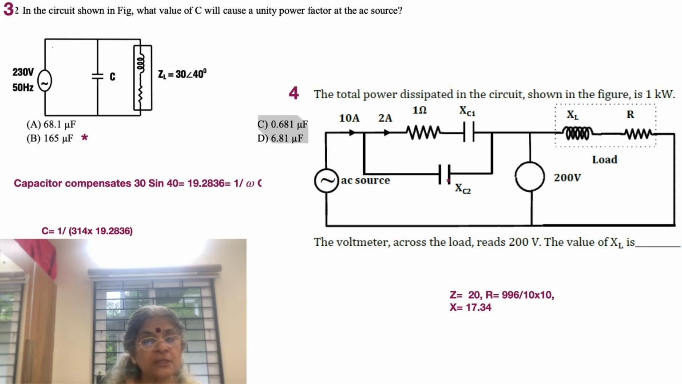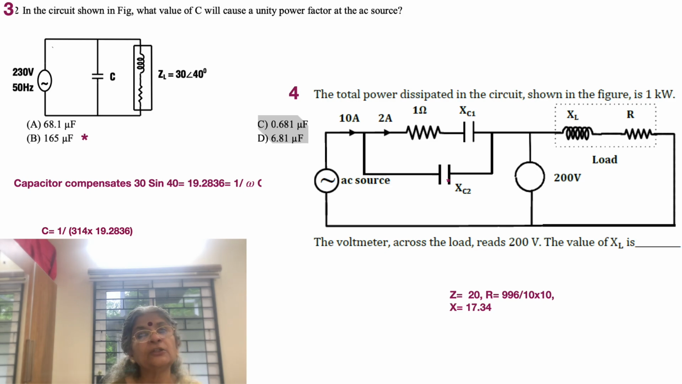We have an AC source. The value is not given, but a 10 ampere current emerges from it. 2 amps flows through 1 ohm and XC1, and the rest flows through XC2, and then they join together. So this is an important concept. They join together, and then 200 volt is shown.